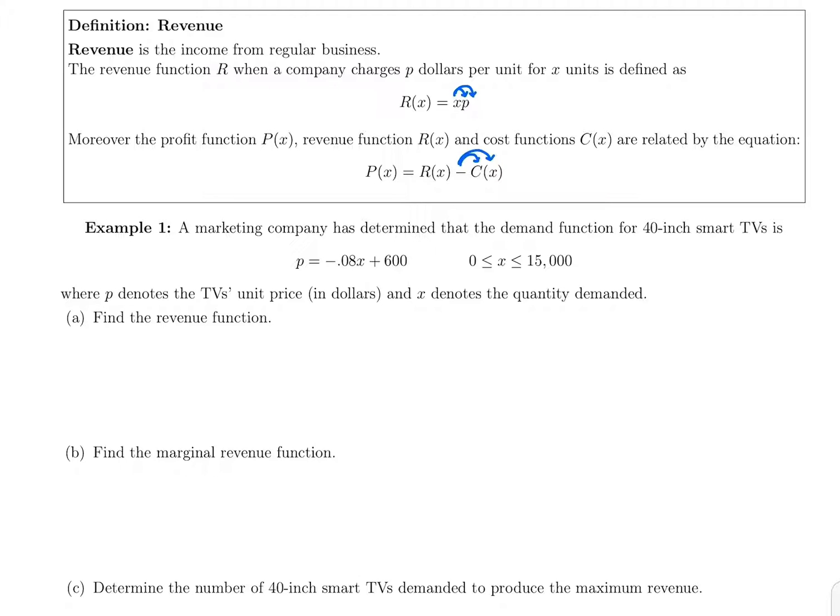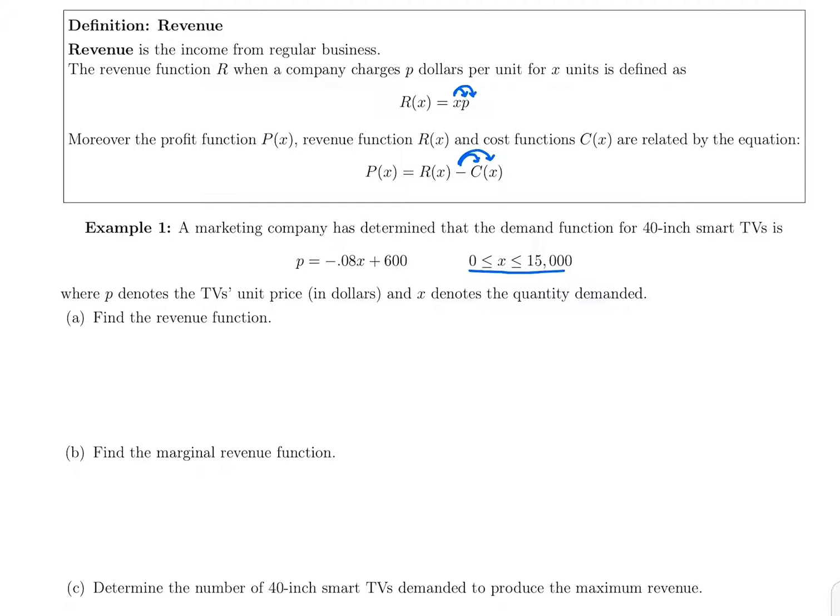So our first example is: a marketing company has determined that the demand function for 40-inch smart TVs is given by this demand equation here, negative 0.08x plus 600. And again, we're given this domain here. We don't want to tell them that they should make 500,000 40-inch TVs because they're only capable of making between 0 and 15,000. So we're going to keep that in mind when we get our answers, that it must be within that domain, what they're capable of making. So P denotes the unit price for the TVs, and X is the quantity demanded.